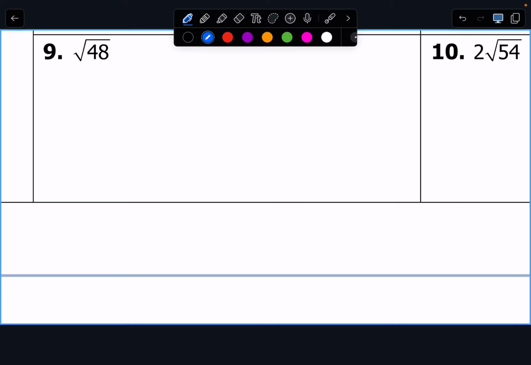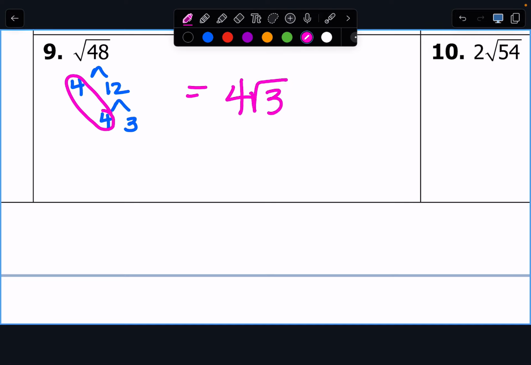Okay? Now, we know that this is 4 times 12, right? And 12 is 4 times 3. I can keep going with my 2's, but I also see that I have a pair of 4's. This is going to be 4 radical 3. Okay? Or we say that the square root of 48 is 16 times 3, so we get 4 radical 3.